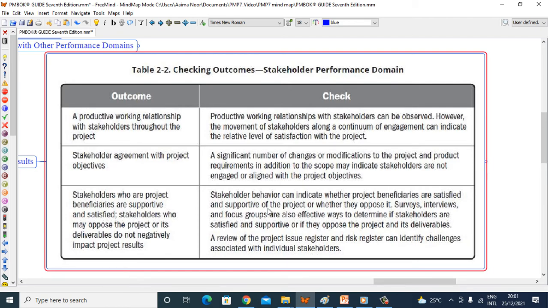Check. Stakeholders' behavior can indicate whether project beneficiaries are satisfied and supportive of the project or whether they oppose it. Surveys, interviews, and focus groups are also effective ways to determine if stakeholders are satisfied and supportive or if they oppose the project and its deliverables. A review of the project issues register and risk register can identify challenges associated with individual stakeholders.